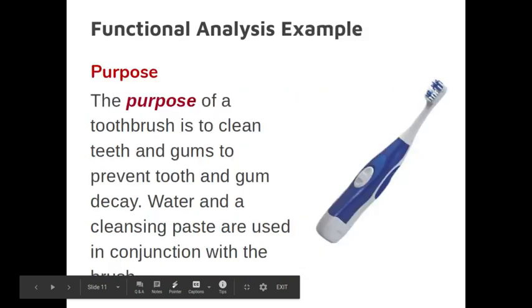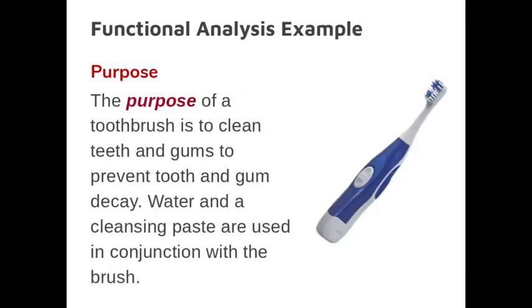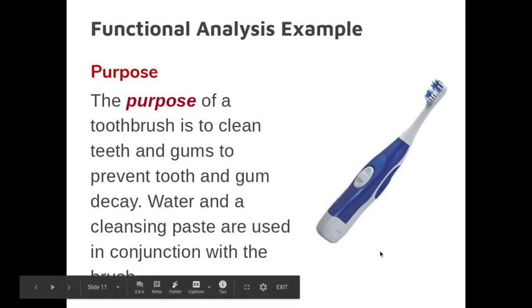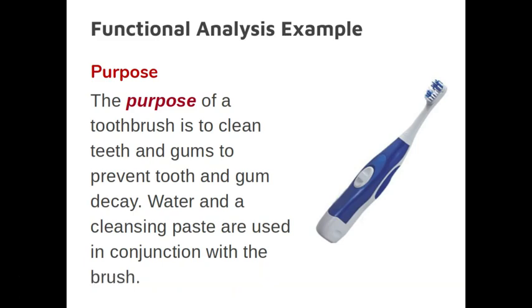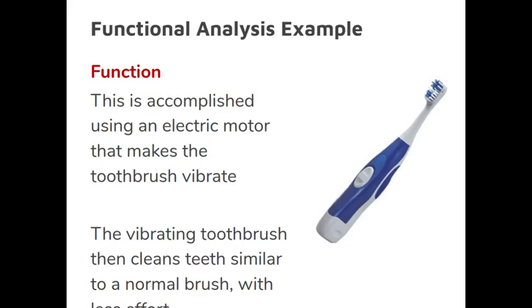So I'm going to go through an example with you. We're going to go with an electric toothbrush, okay? So the purpose of this toothbrush, or any toothbrush, is to clean your teeth and gums to prevent things like tooth decay, cavities, gum decay, gingivitis. The way it works, it uses an electric motor that makes the toothbrush vibrate, and this vibrating motion then cleans your teeth similar to a normal brush, only with less effort, which my screen decided to cut off here.